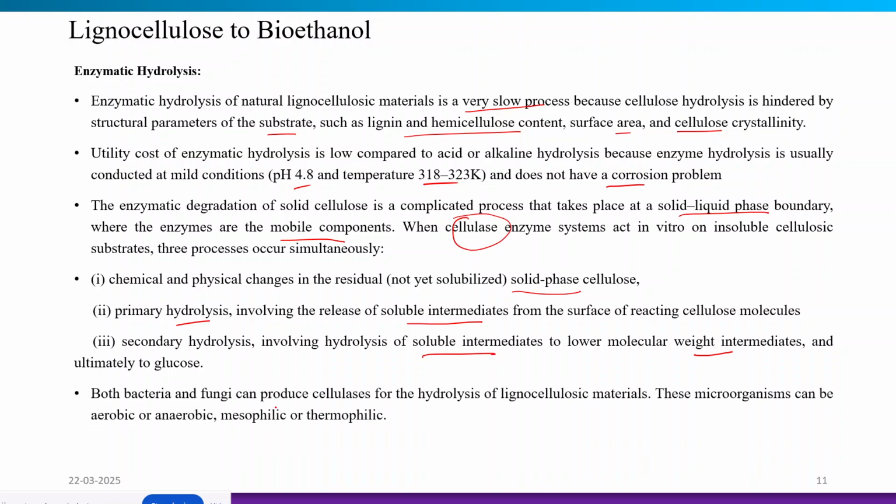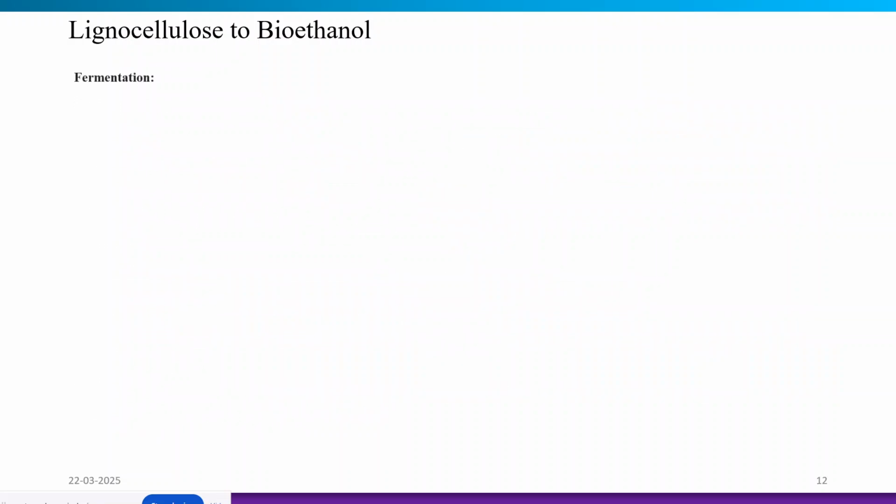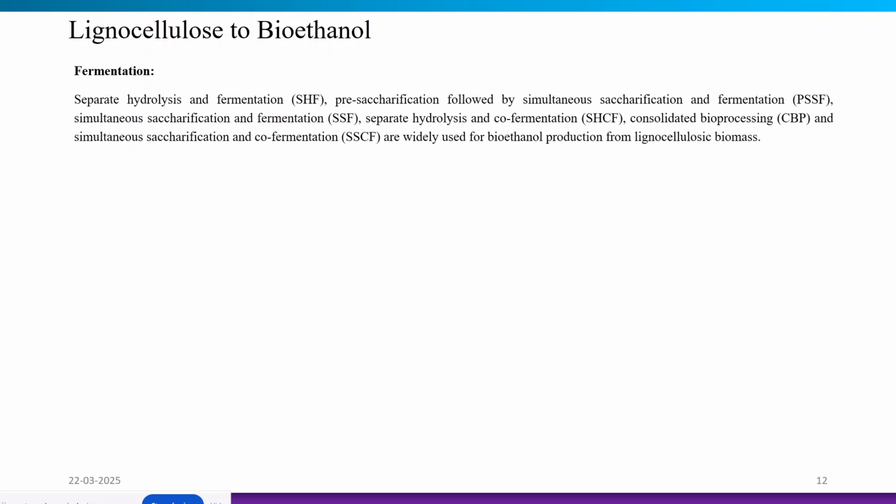So both bacteria and fungi can produce the cellulase enzyme for this enzymatic hydrolysis, and these microorganisms can be anaerobic, aerobic, mesophilic and thermophilic in nature. Next comes fermentation, which is the ultimate step to produce the bioethanol. So there are different categories of fermentation process, like separate hydrolysis and fermentation, pre-saccharification followed by simultaneous saccharification and fermentation.